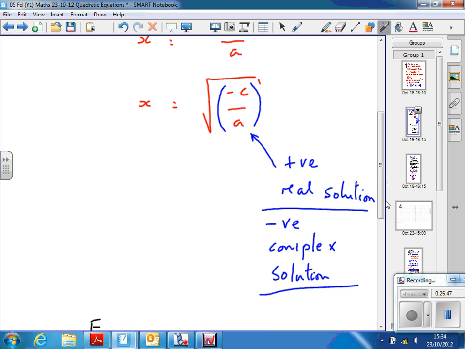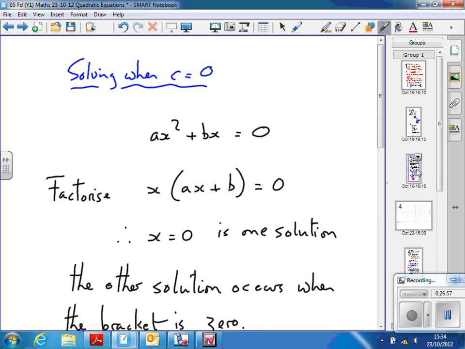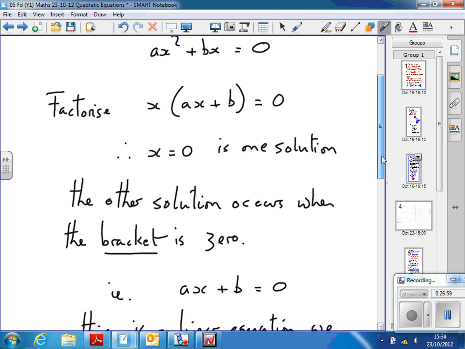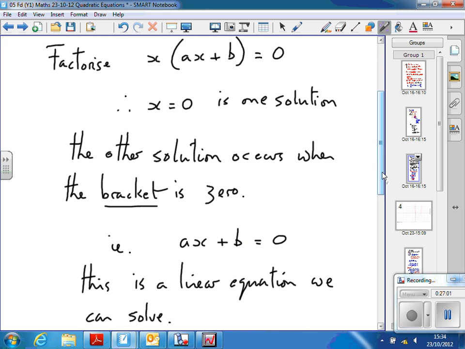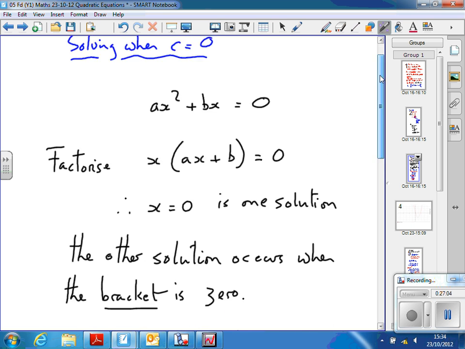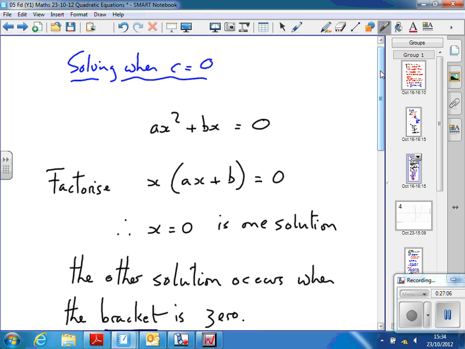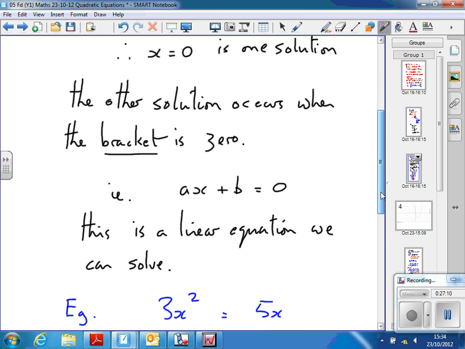But if it's a positive solution, you can find it, because if you try and find the square root of a negative number, you'll end up with an error on the calculator. So that's the first case. Second case is when there's no constant, and to do that you just factorize the thing. And if there's no constant, no c, one solution is always where x equals 0. And then you just solve the bracket to find out what the other solution is.